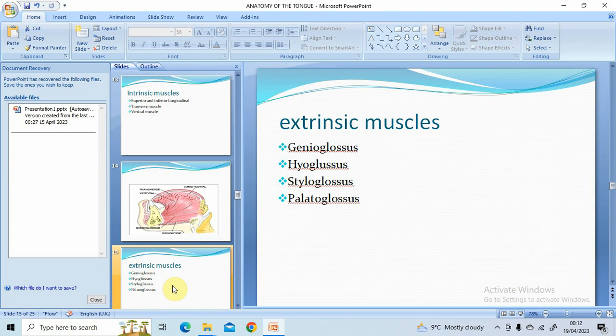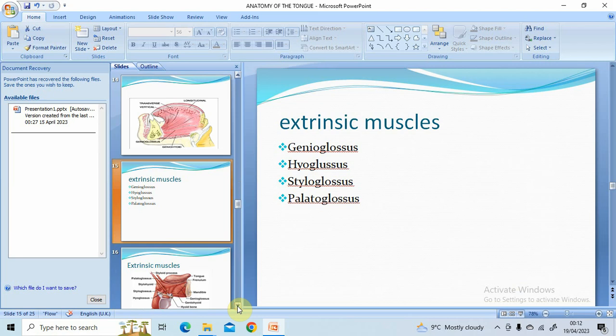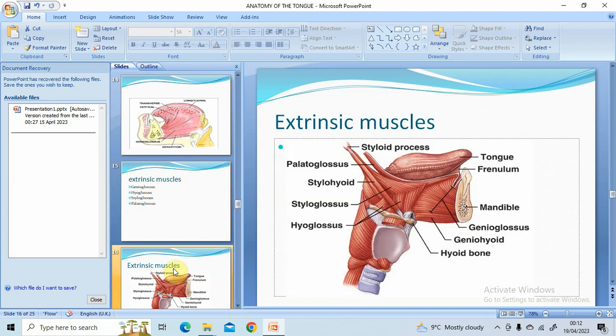I'm going to be talking about each of the muscles one after the other, their origin and their insertion. With this structure, let's talk about the genioglossus muscle. Genioglossus muscle arises from the mental spine, that is the superior genial tubercle of the mandible, and the fibers radiate backward in a fan-shaped manner to be inserted into the mucous membrane of the tongue, with the lowest fibers passing down to the hyoid body.